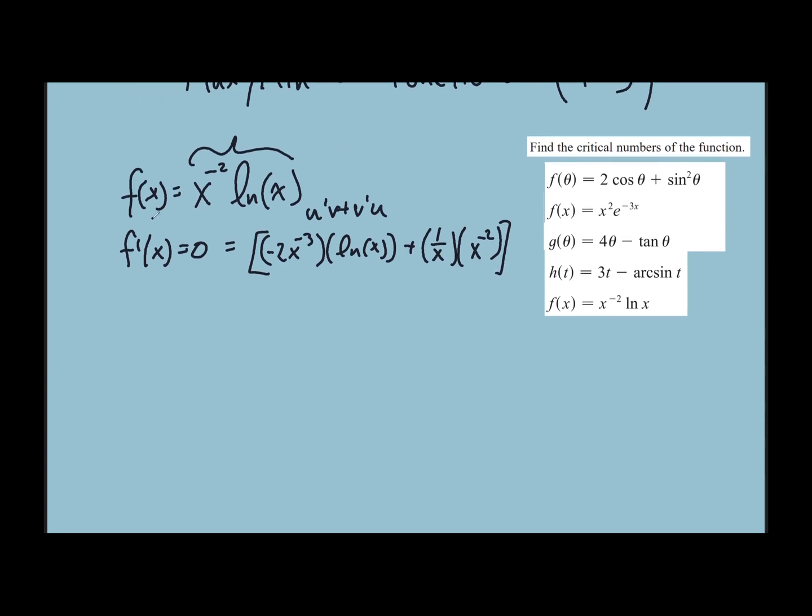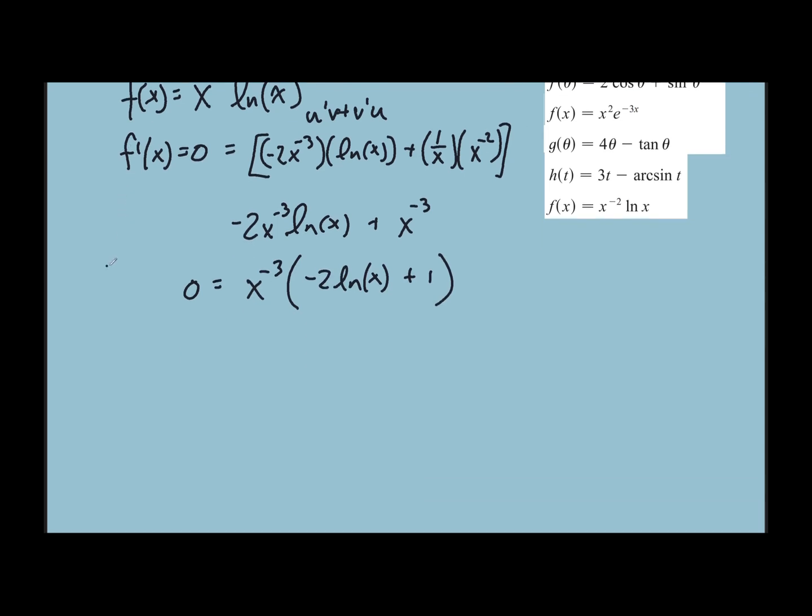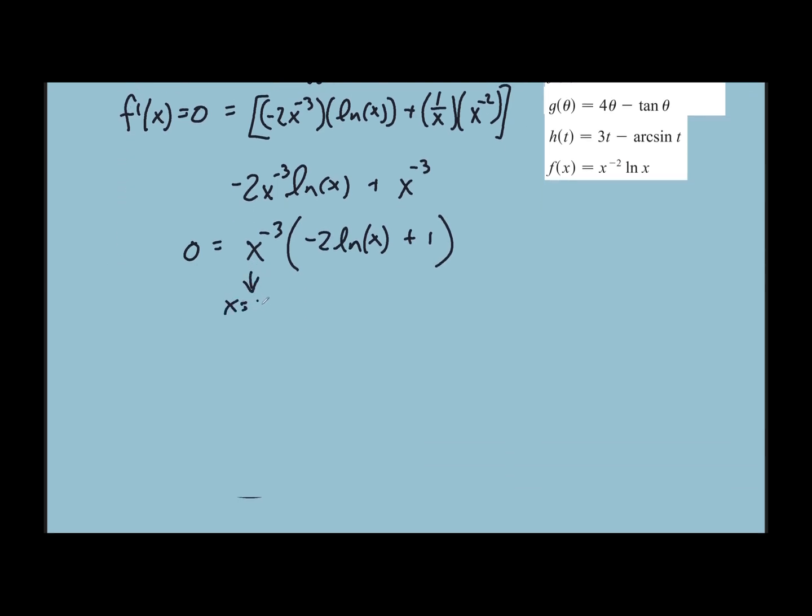Let's break it down. We get, I don't know how to make this any better, negative 2x to the negative 3 natural log of x, plus, this is x to the minus 1 times x to the minus 2. We should get x to the minus 3 here. We can factor. Okay, so 0 equals x to the negative 3 times negative 2 ln of x plus 1. This means that x can be 0 if it's just by itself. And now let's do this one. Negative 2 ln of x plus 1 equals 0.